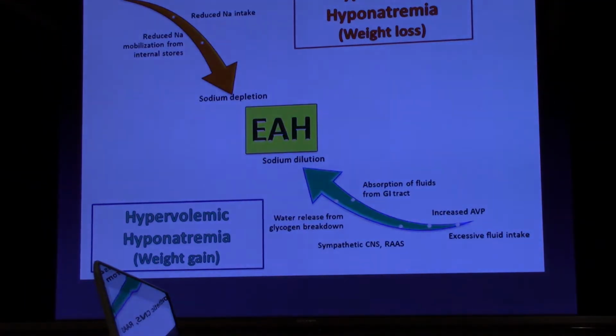Here's just a pictorial representation of the two different forms. In hypovolemic hyponatremia, you have weight loss, and sodium depletion is thought to be one of the mechanisms, whereas in hypervolemic hyponatremia, you have weight gain associated with excessive fluid intake and the increased ADH.